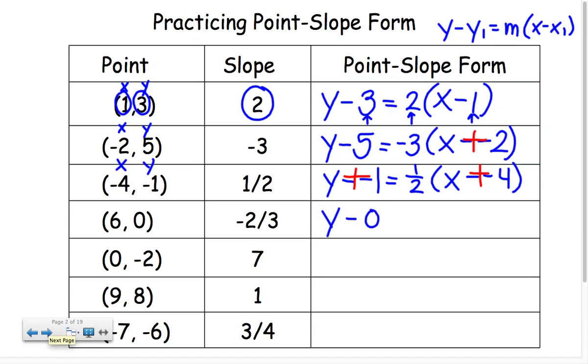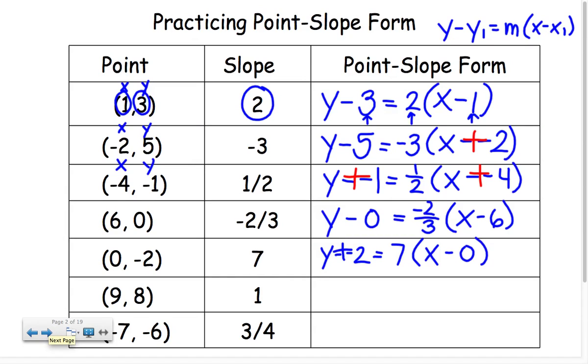Y minus 0 equals negative 2/3 times x minus 6. Y minus a negative 2, change it to a plus, equals 7 times x minus 0. Y minus 8 equals 1 times x minus 9. And y minus a negative 6, superplus, equals 3/4 times x minus a negative 7.